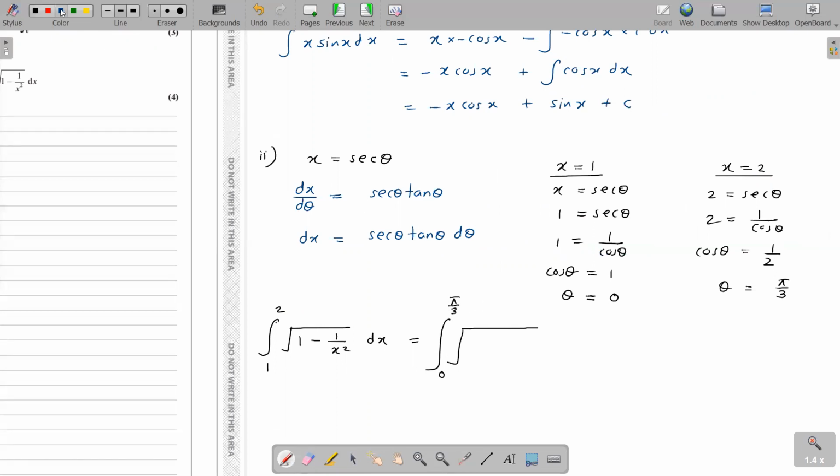And this becomes 1 minus 1 over x square, where x is sec theta, so x square will be sec square theta. Do you agree with me? So I'm replacing everything here. I replace the x here. And then the next one, dx. You can see I have written the substitution. dx is sec theta tan theta d theta, and this is outside the root. Do you agree with me? Okay, so let's substitute.